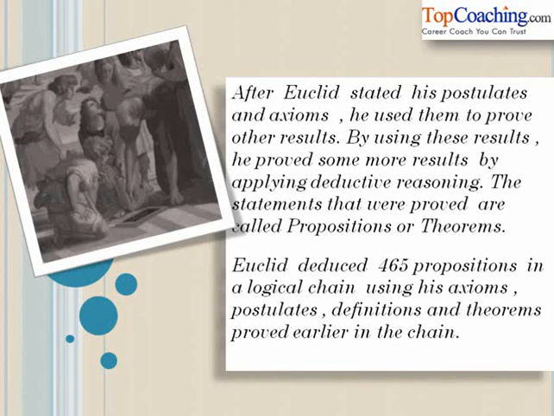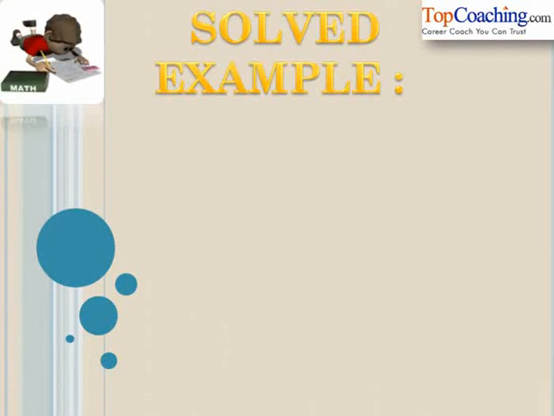Euclid deduced 465 propositions in a logical chain using axioms, postulates, definitions and theorems proved earlier in the chain. So, using the tool of deductive reasoning, he deduced 465 propositions in a logical chain, and this he did using the axioms, postulates, definitions and theorems which he proved earlier in his chain of reasoning. Having seen the postulates and the axioms, let's try to solve a few examples.